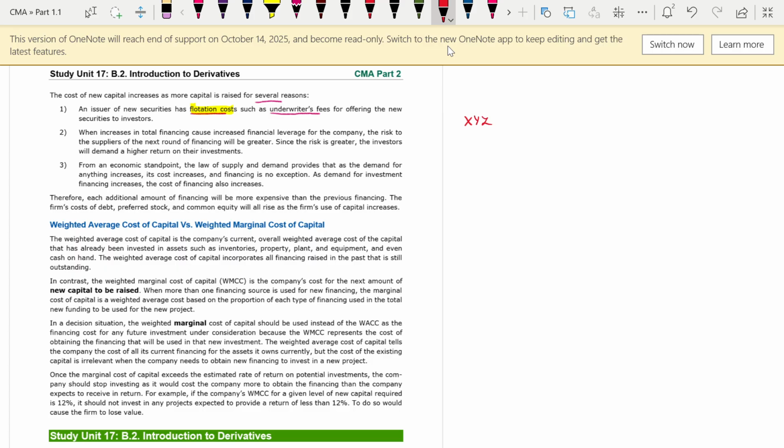XYZ company. Okay, very simple. Remember this, I will ask you at any point of time. XYZ, it is your company. It's an MNC. You are going to issue the share capital. Assume you are talking in terms of an IPO.